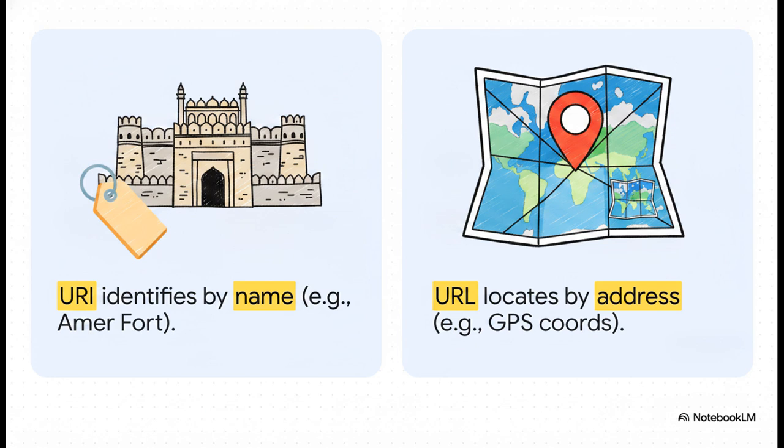Amer Fort is a beautiful, famous palace in Jaipur. If I just say Amer Fort, I'm identifying it by its name. That is a URI, a Uniform Resource Identifier. But if I actually want you to go there, I have to give you the exact street address, right? The GPS coordinates. That specific address is the URL, the Uniform Resource Locator. So the really crucial takeaway here is that all URLs are technically URIs, but a URI is just the name, whereas a URL is the exact specific address required to actually find the thing.